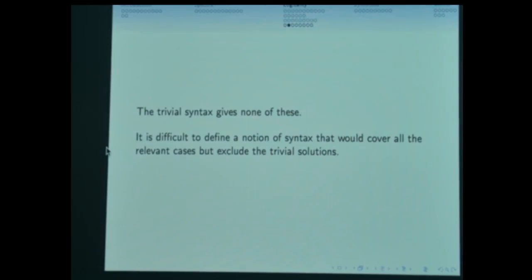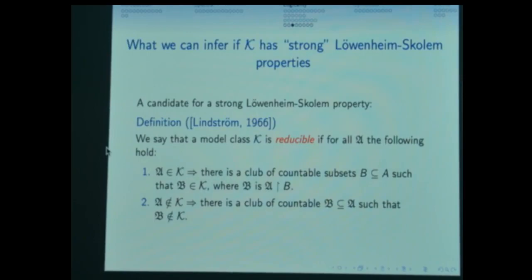Here is a candidate for a strong Löwenheim-Skolem property. So here's an old theorem of Lindström. We say that a model class is reducible if membership in the class is witnessed by a club of countable subsets, so that these are reducts of the model in question to the set, and on the other hand, non-membership is witnessed by a club of countable subsets. Okay, so that's reducibility. Membership in the class is witnessed by a club of countable subsets, and non-membership is also witnessed by a club of countable subsets.